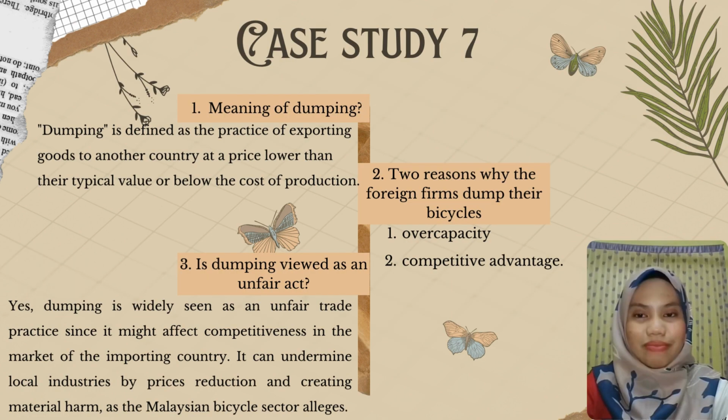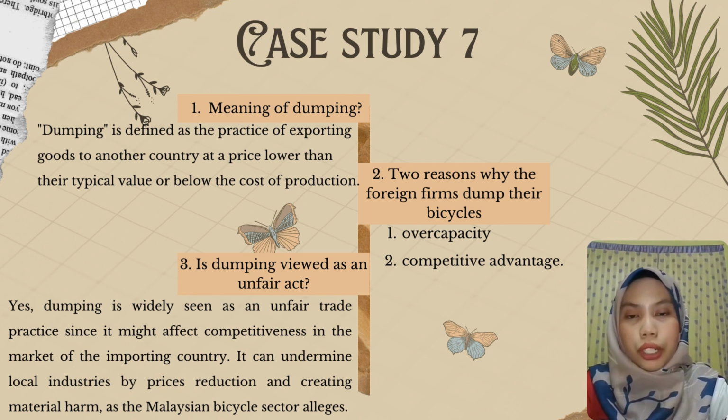decrease in export. Assalamualaikum, my name is Nora Shikin binti Abdul Ghani and my matric number is A22A0910. I choose case study number 7 about Chinese bicycle dumping from abroad.